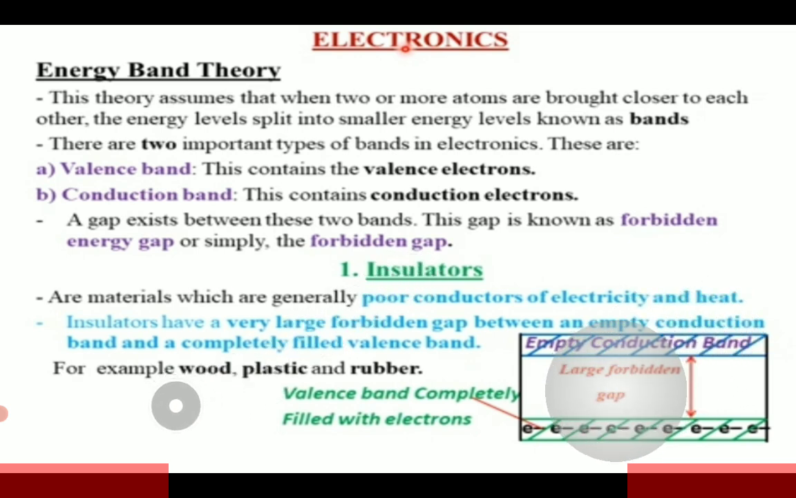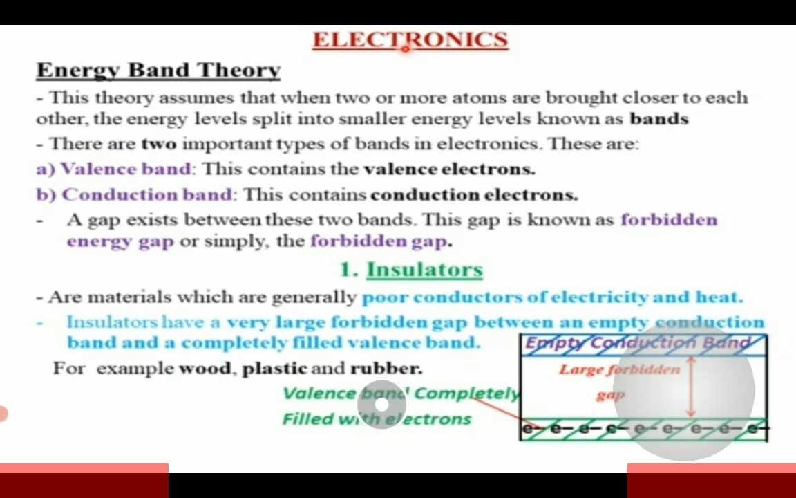Materials such as wood, especially dry wood, such as timber or firewood, or any other material made of wood, is an insulator. Plastics such as plastic bottles, plastic shoes, plastic cups, plastic plates, all those are insulators. If you connect them in a circuit, they will not allow electric current to flow through them. Therefore, they are called insulators.